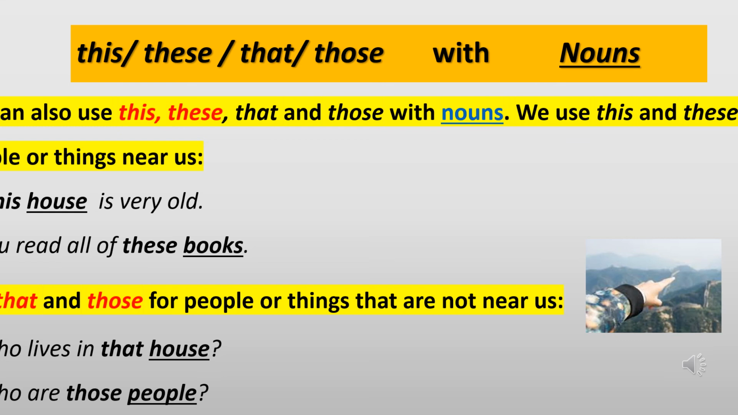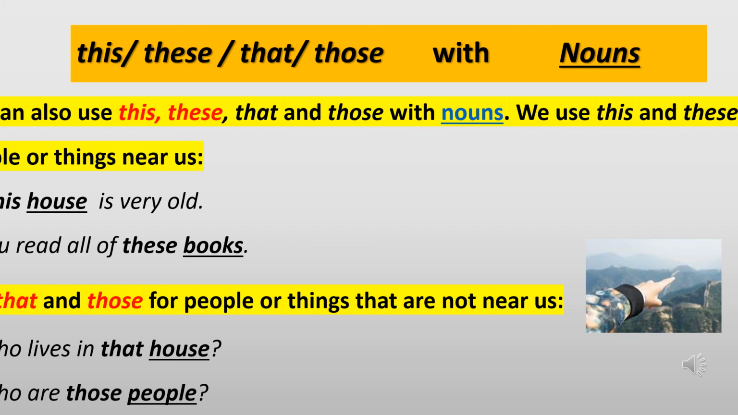This, these, that, those, with nouns. We can also use this and these, that and those, with nouns. We use this and these for people or things near us. Example, this house is very old. You read all of these books. إذن يمكننا أن نستعمل كل أسماء الإشارة مع الأسماء. لكن نستعمل this and these لنتحدث عن أشياء أو أشخاص قريبين منا.